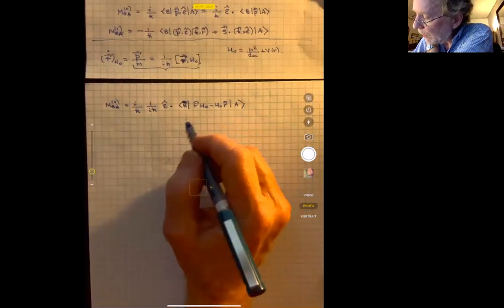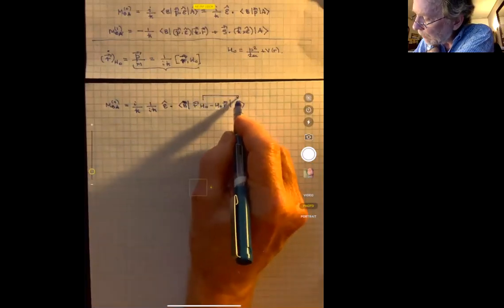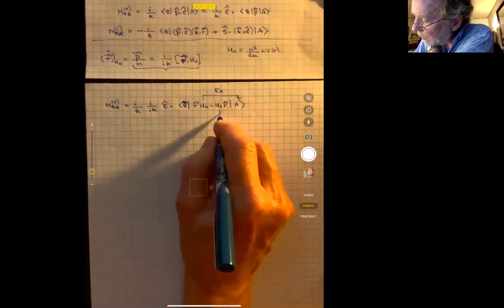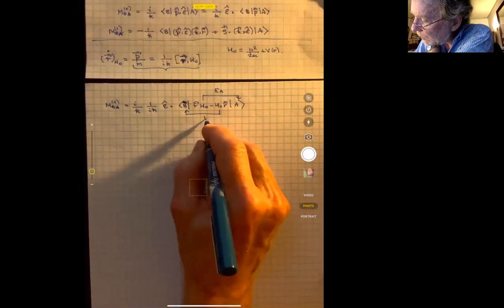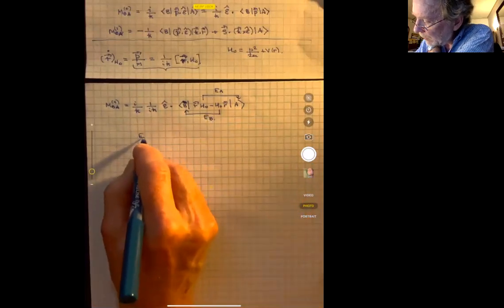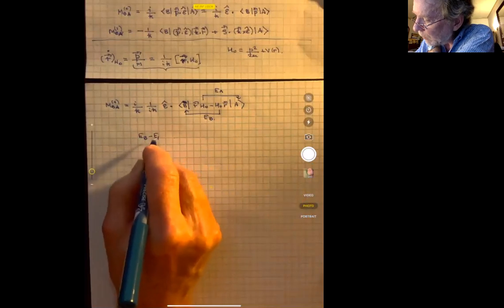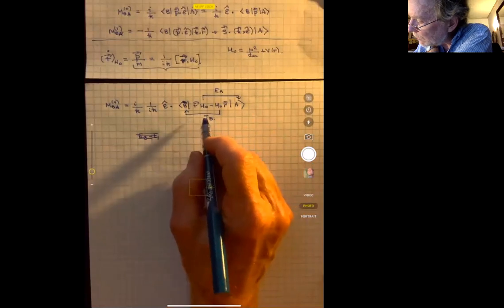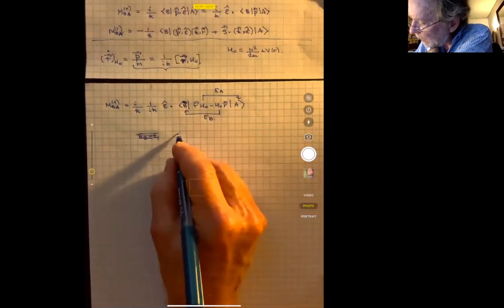Now, having done that, we can let this H naught act on A under the right, its atomic state A, which brings out energy E sub A, and let H naught act on atomic state B on the left, which brings out E_B. The result is a factor of E_B minus E_A. No, sorry, it's the other way around, with a positive sign. The term with the positive sign is E_A. It's E_A minus E_B.